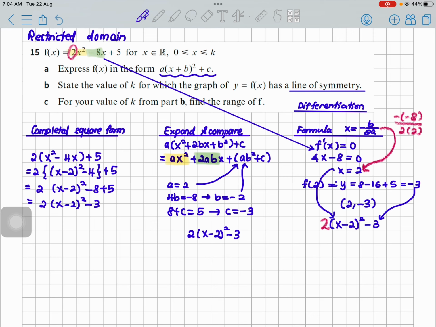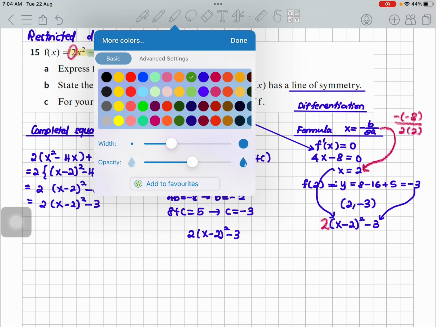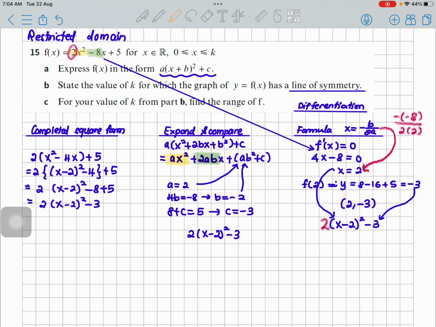Now let's look at part B. They want us to state the value of the k for which the function has a line of symmetry. We all know the turning point actually tells a story. What is that story behind the turning point? I know my minimum, the lowest y value in my function is negative 3, for the corresponding x value of 2.